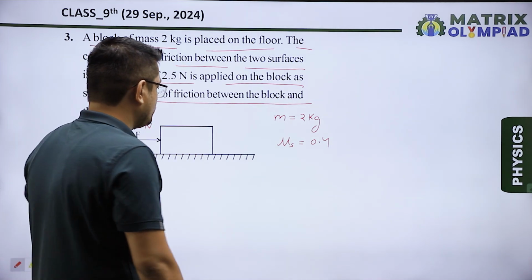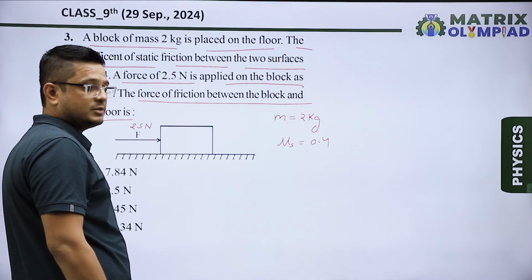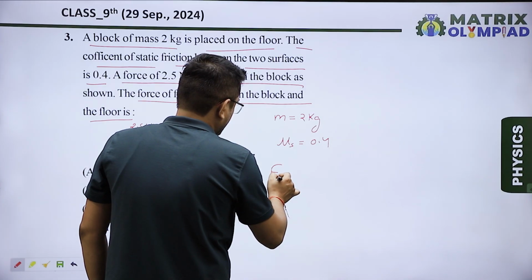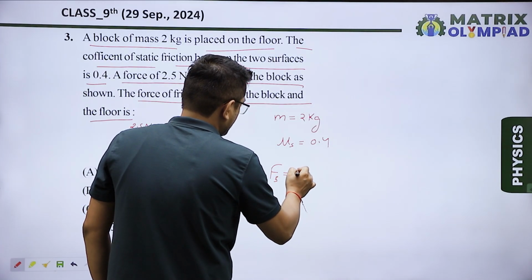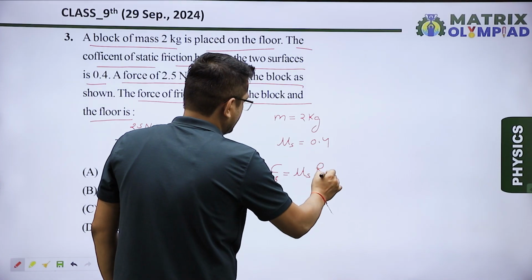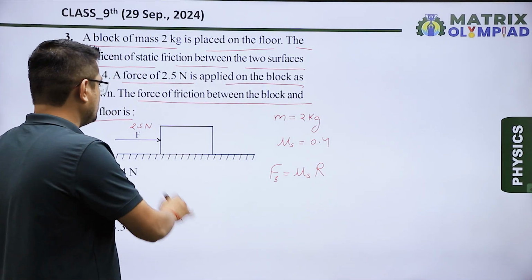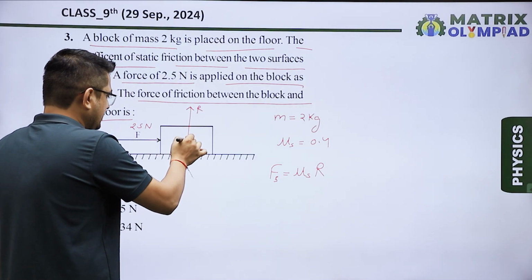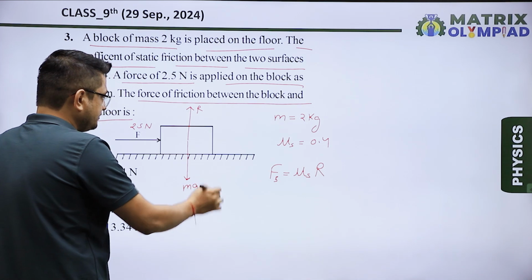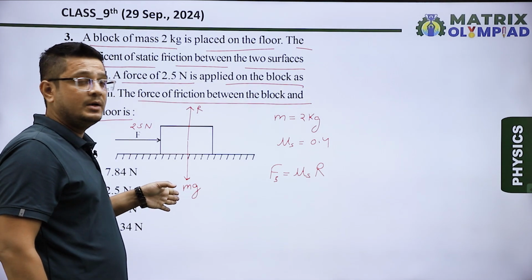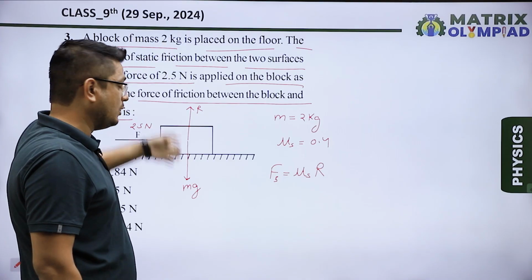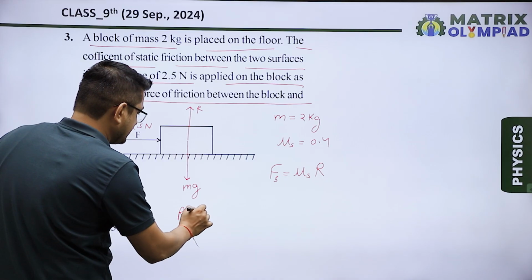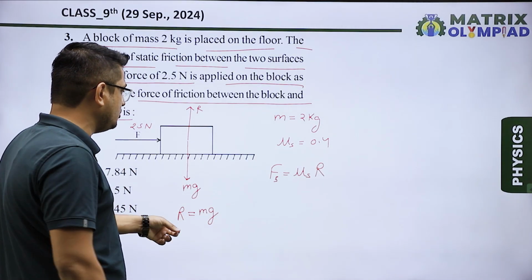First of all, we should find the value of the friction force acting on this block because initially it is at rest. The friction force is given by mu S into R, where R is the normal force. The normal force always acts perpendicular to the surface, and in the downward direction the weight force acts. Because the body is in vertical equilibrium, it is not going upward or downward, so the net force in the vertical direction is 0, and that is only possible if R is equal to mg.